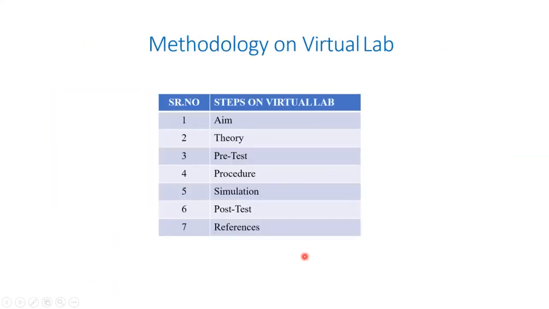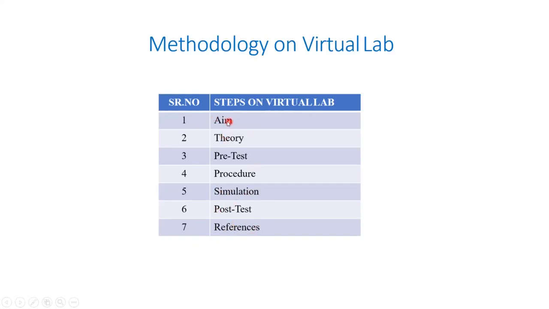For performing the practical on virtual lab, if you go to the particular experiment, you will find steps for performing it. You will find these seven items which you can click: aim, theory, pre-test, procedure, simulation, post-test, and references.